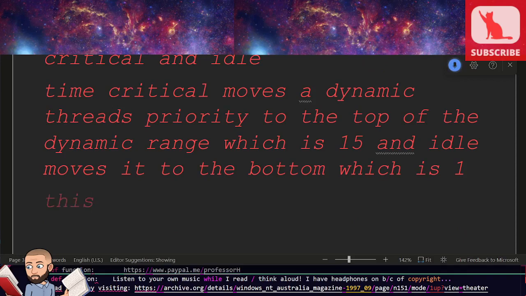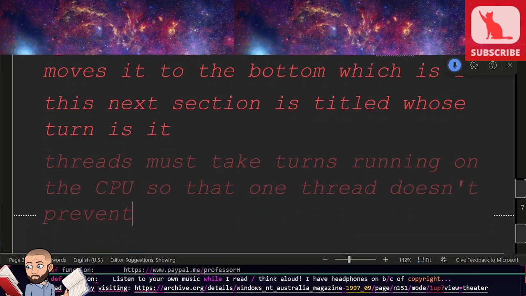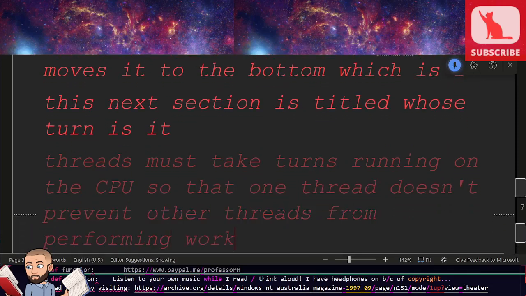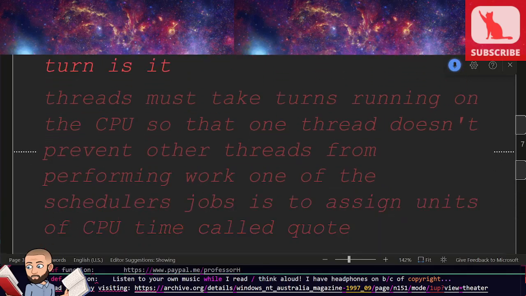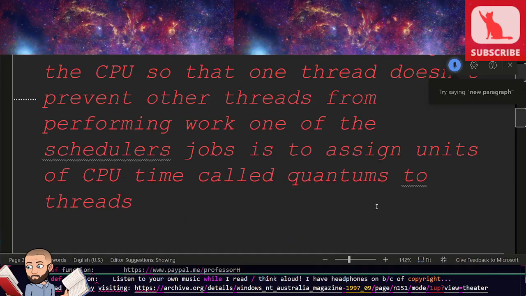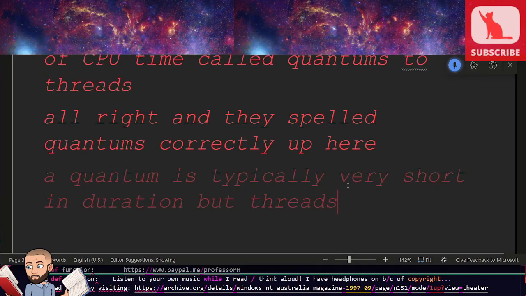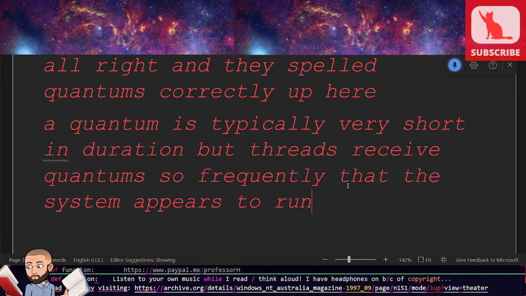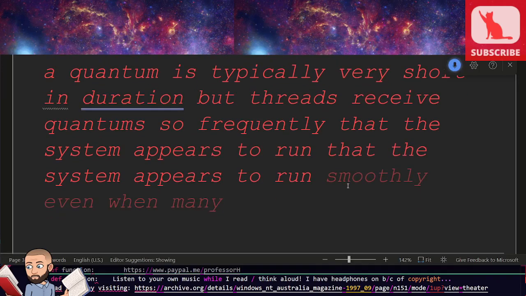This next section is titled, Whose Turn Is It? Threads must take turns running on the CPU so that one thread doesn't prevent other threads from performing work. One of the scheduler's jobs is to assign units of CPU time, called quantums, to threads. Alright, and they spelled quantums correctly up here. A quantum is typically very short in duration, but threads receive quantums so frequently that the system appears to run smoothly even when many threads are performing work.